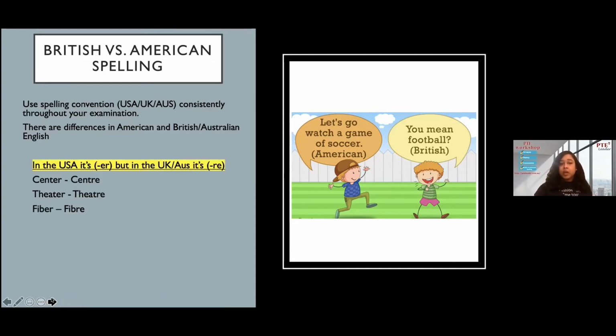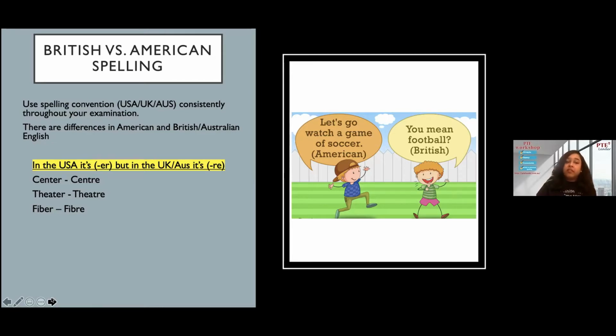The first rule, which is pretty different in America and the United Kingdom, is ER. If a word ends with ER, that is American spelling. But if you write RE at the end, that is British or Australian spelling. This is quite interesting. If you look at the examples, center, C-E-N-T-E-R, is American spelling. But if you write it C-E-N-T-R-E, that is Australian or British spelling.